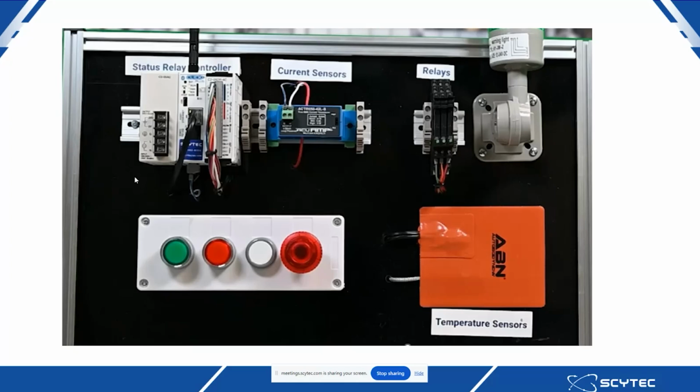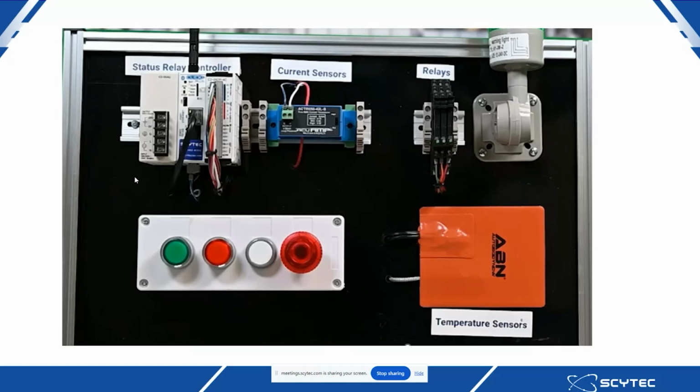And I took a screenshot here of a demonstration board that we have. In the upper left-hand corner, we have our status relay controller device, as well as the different sensor types that are wired into it, including a current sensor, a relay, a machine stack light that you can see there in the bottom left-hand corner, as well as a temperature sensor.